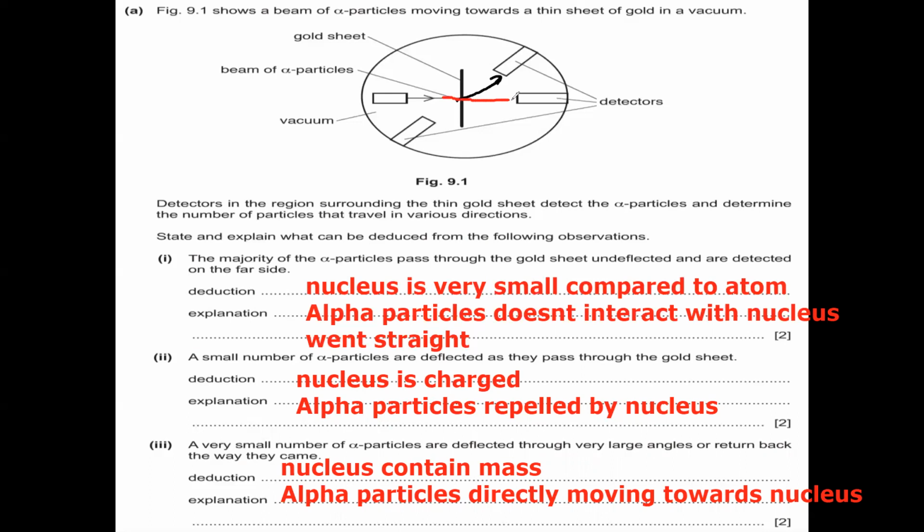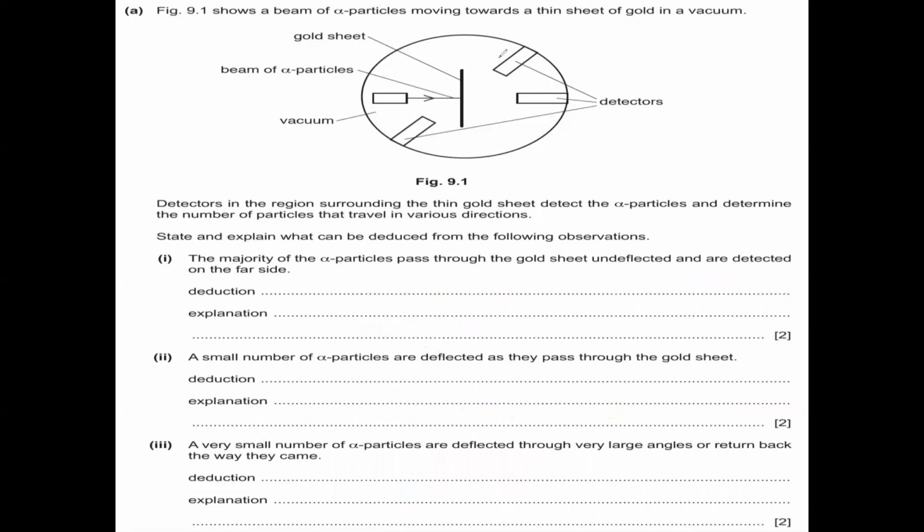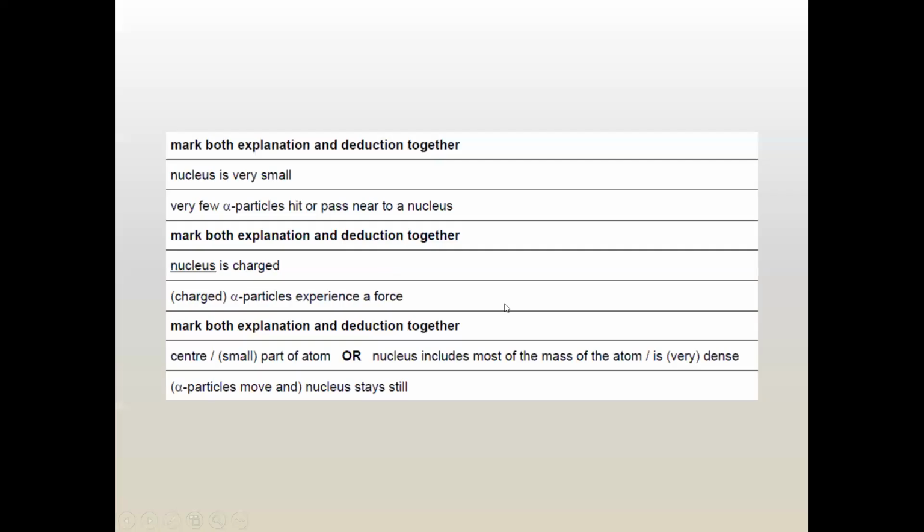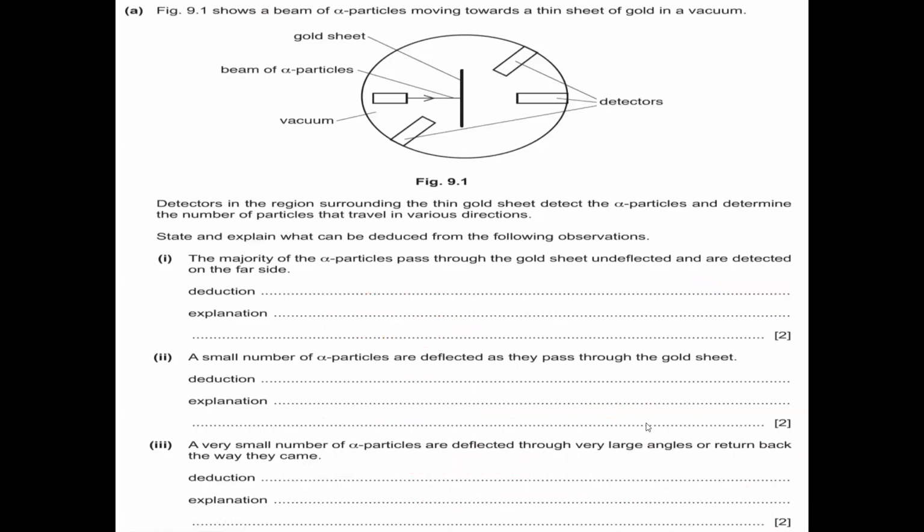So why do they pass straight? Because major portion of the atom is empty. That's why they pass straight. Why do they change the direction? Because they experience a repulsion. And why do they bounce back? Because they collide or hit the nucleus of an atom. So these were the questions related to nuclear atom.